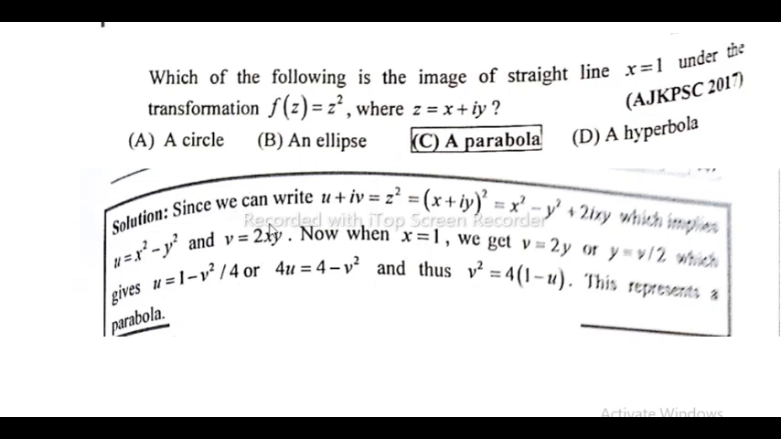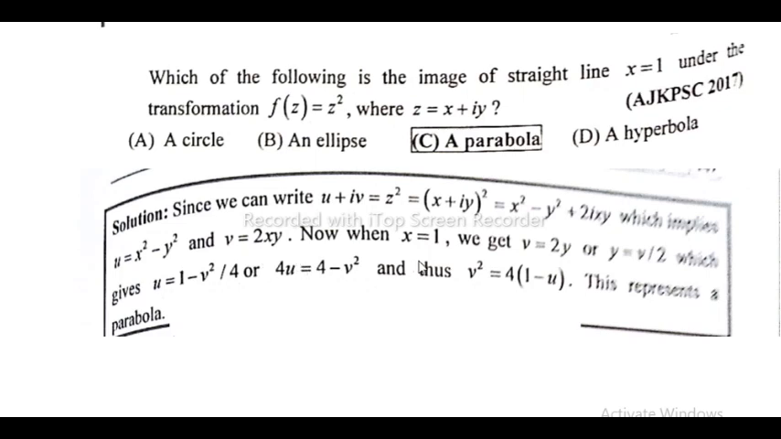Solution: since we can write u + iv = z², z² can also be written in the form (x + iy)² = x² - y² + 2ixy, which implies u = x² - y², that is the real part, and v = 2xy, that is the imaginary part.